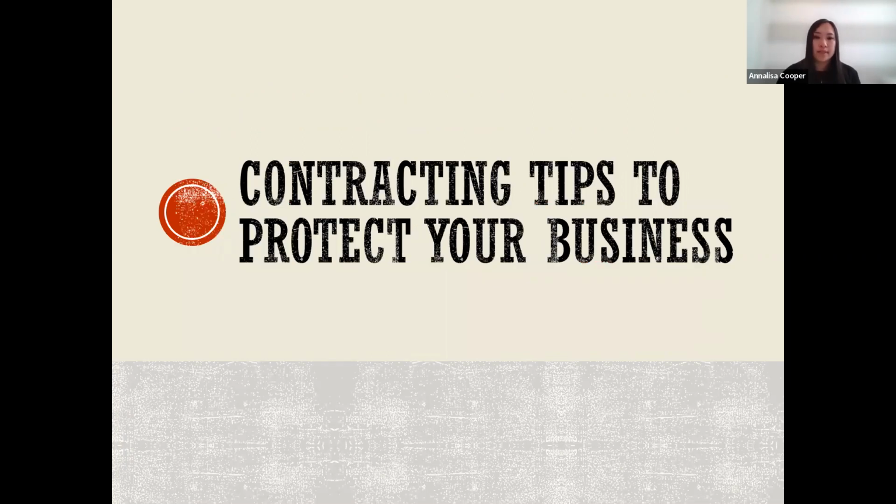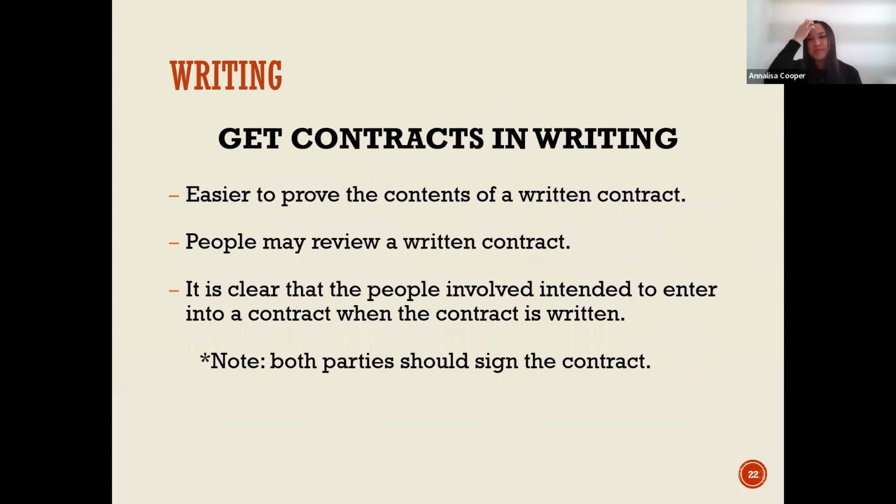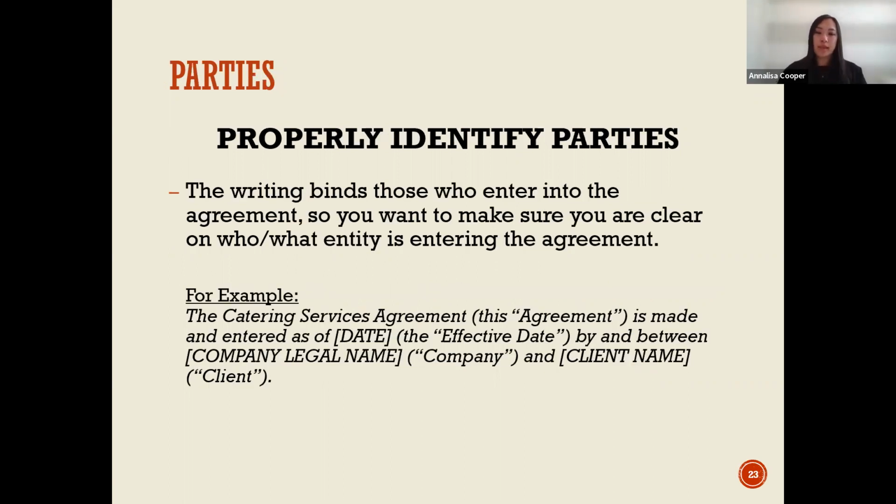All right, so tips. To reiterate, it is very important to get your contracts in writing for the reasons I mentioned earlier. And both parties should sign it. That's important. The first paragraph of a contract will typically identify the parties and the effective date. It's important to list your company name to the T as it's shown on your corporate filings, so like down to the comma or the period.